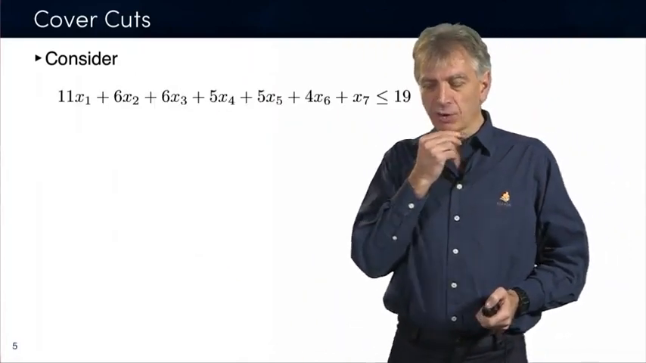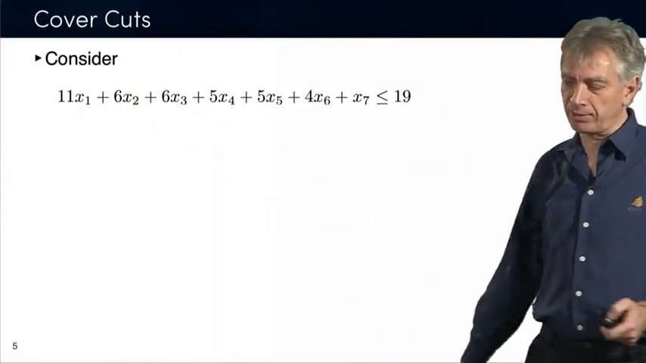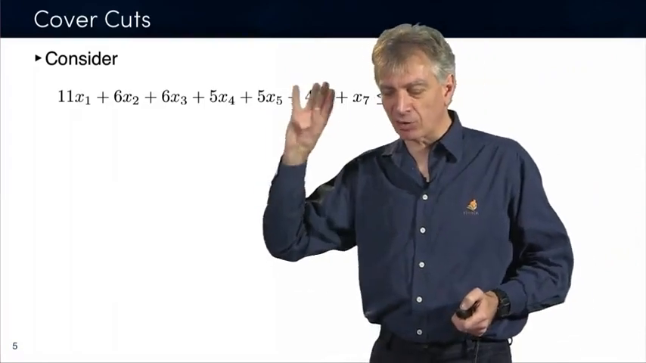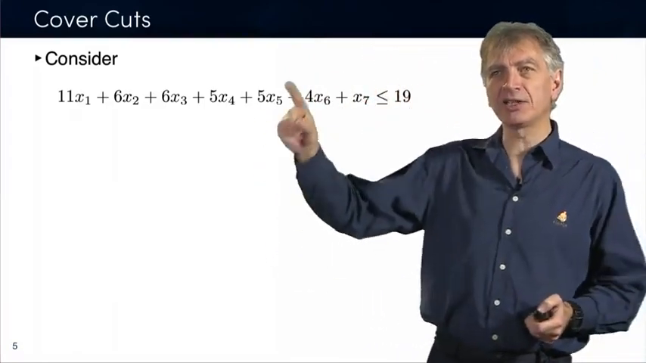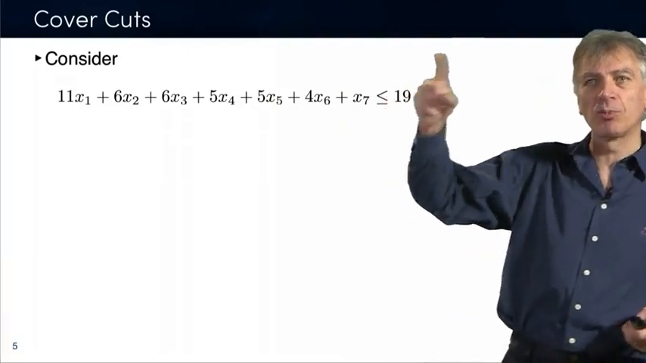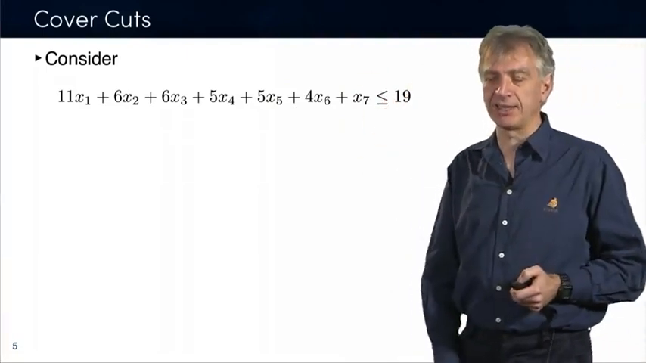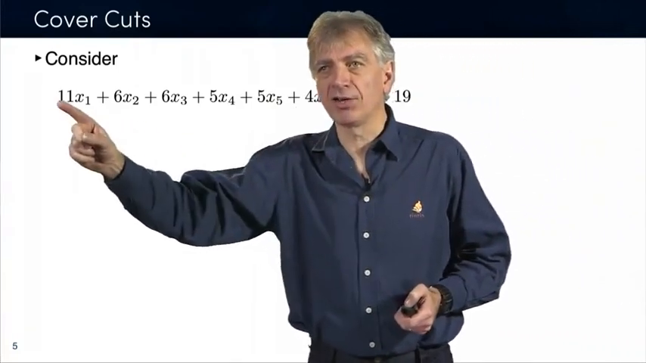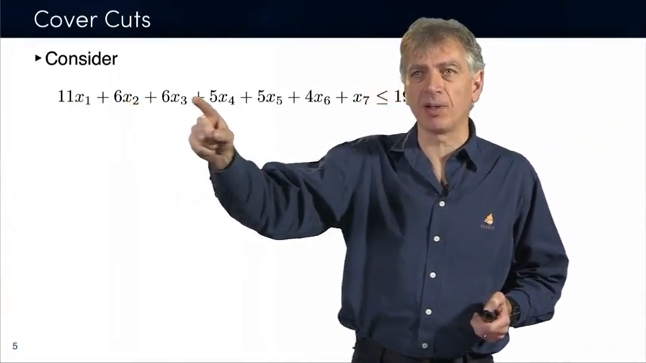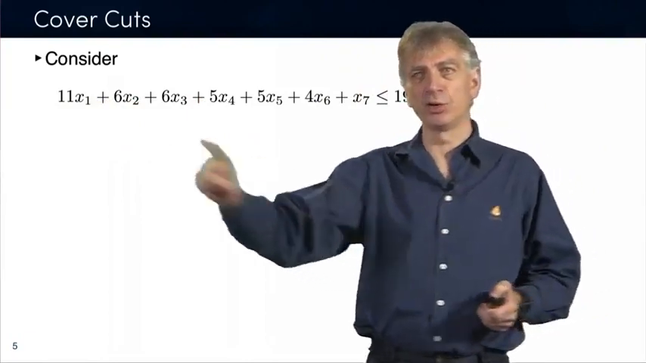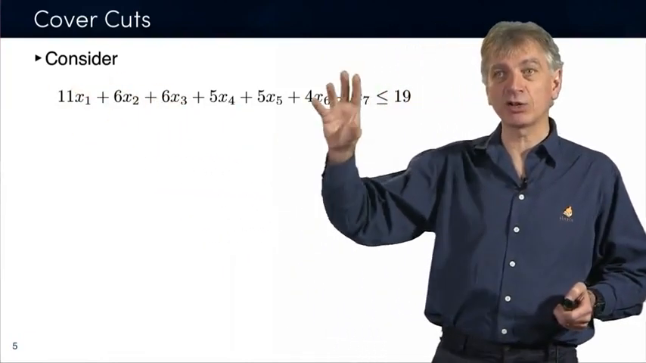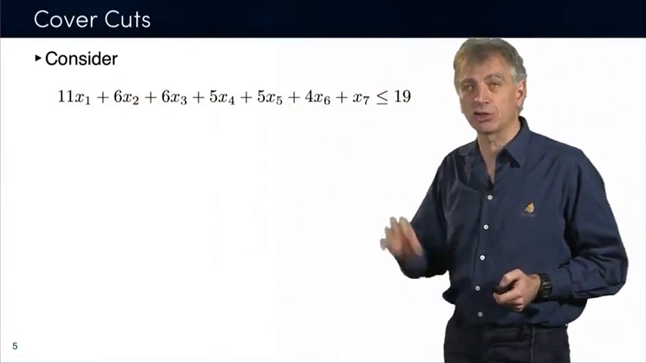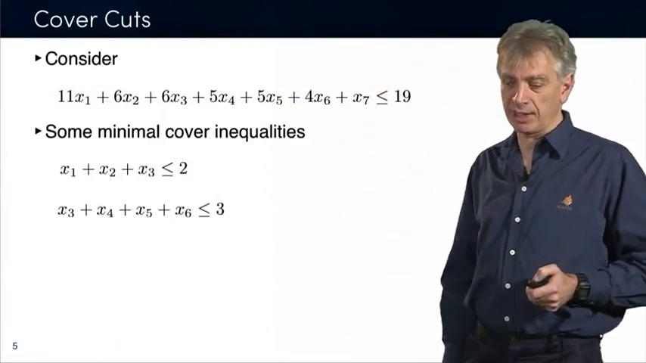If you look at this constraint, it's a big one: 7 variables with coefficients 11, 6, 6, 5, 5, 4, 1, and the sum of these terms has to be smaller than 19. Can we find a cover cut? That's going to be easy. In this case the coefficients are in decreasing order, I made it easy for you. So 11, 6, 6 is already 23, which is greater than 19, so this is a cover.